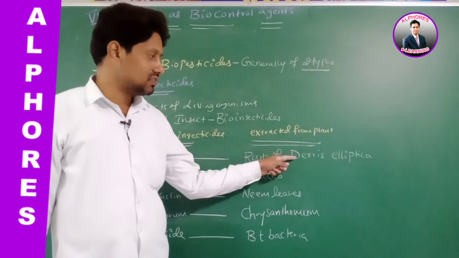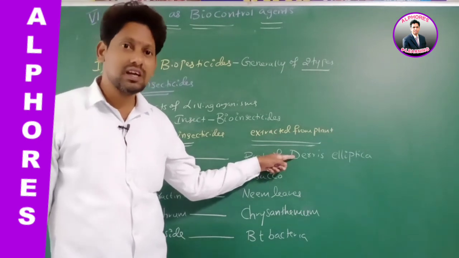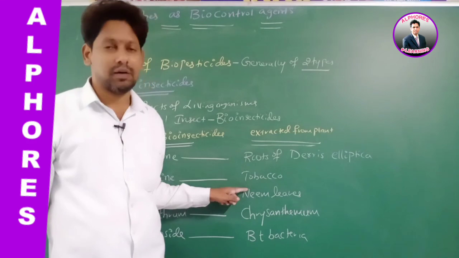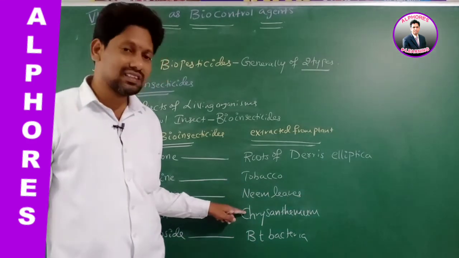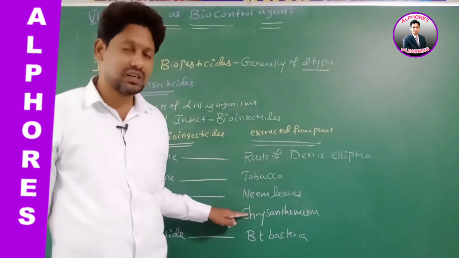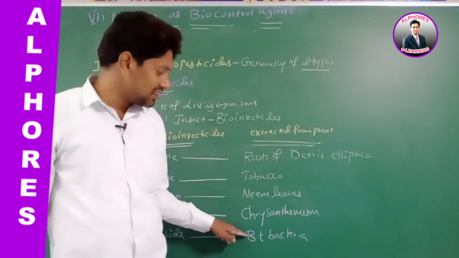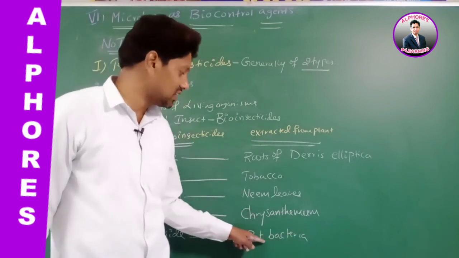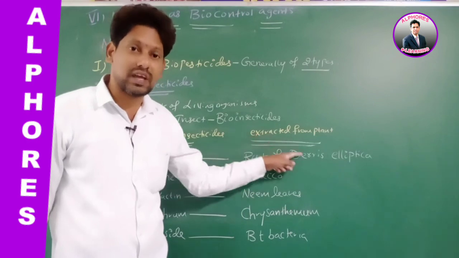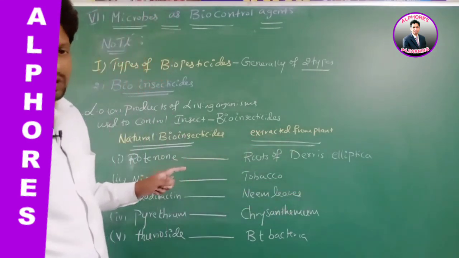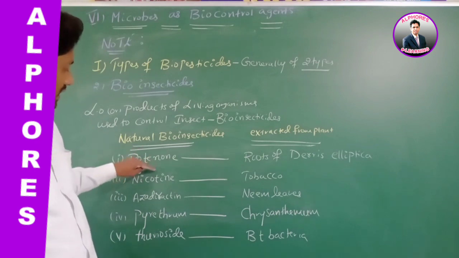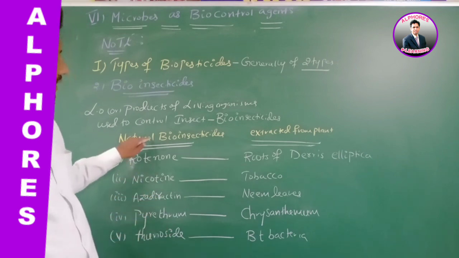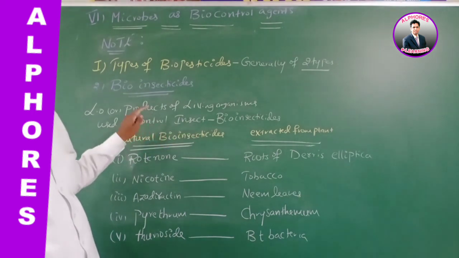In first year, we read that Derris comes under the Fabaceae family. Tobacco, Solanaceae family. Neem, Meliaceae family. Chrysanthemum cinerariifolium comes under the Asteraceae family. Whereas Bacillus thuringiensis is a bacterium, prokaryotic. The remaining four are plants, therefore eukaryotic. Is this okay? Right. Therefore, rotenone, nicotine, azadirachtin, pyrethrum and thuricide are all natural bioinsecticides.